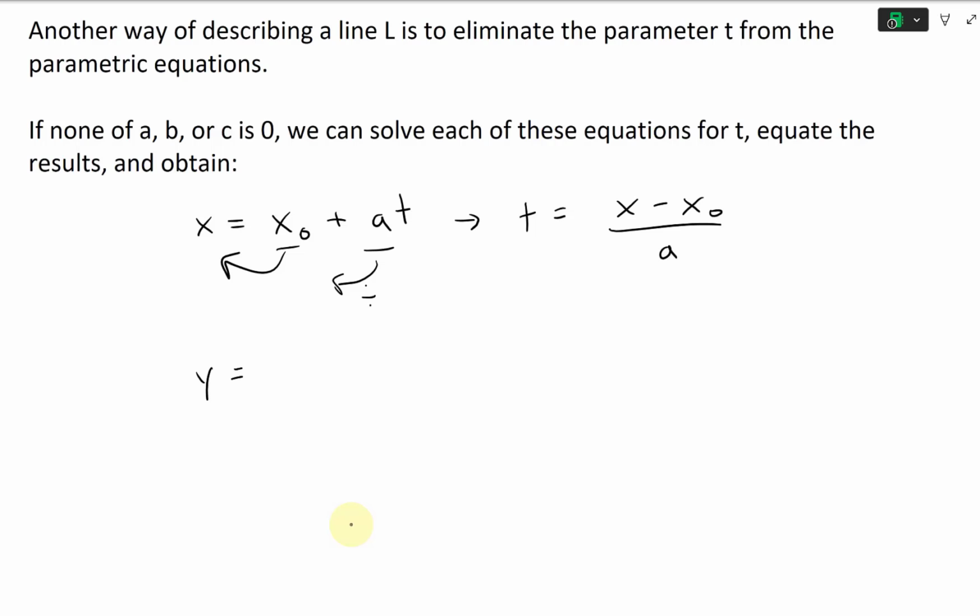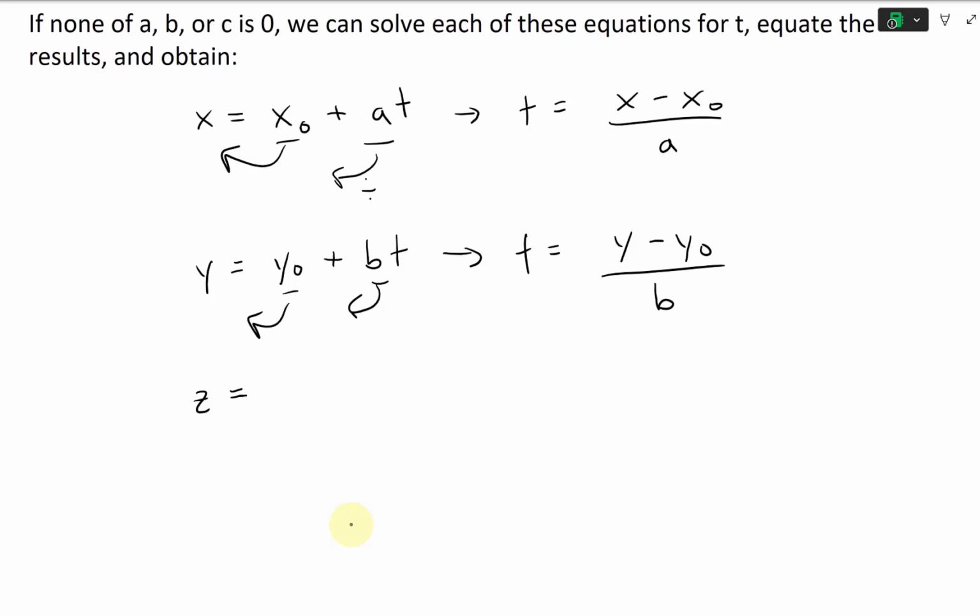And then the next one is y equal to y naught plus bt. Likewise, we do the exact same thing, move this over, and then divide this out. We get t equals y minus y naught over b. And then the last one, z is equal to z naught plus ct. Rearrange this, move this over, and t is equal to z minus z naught over c.